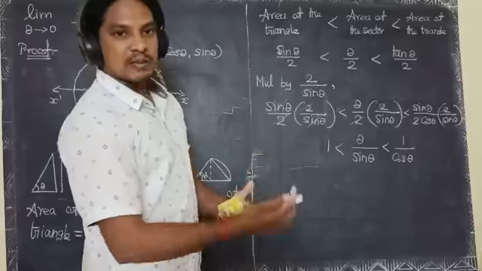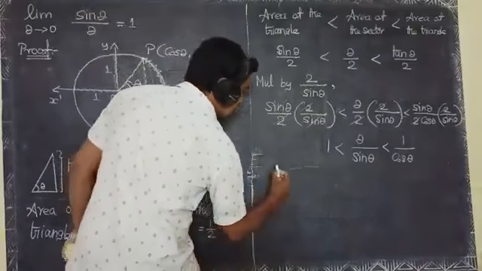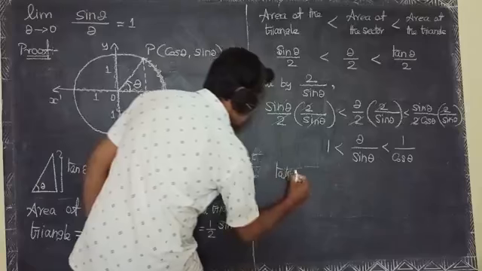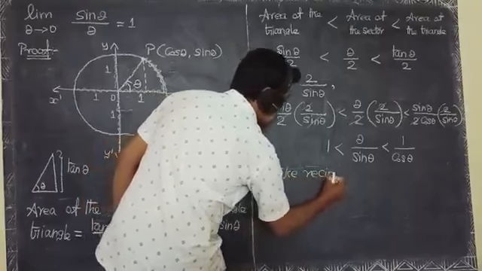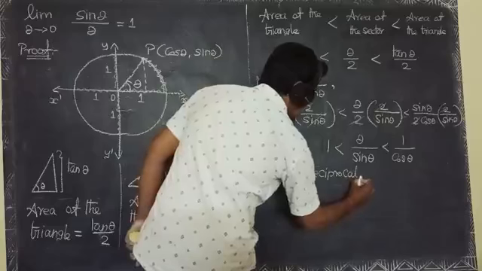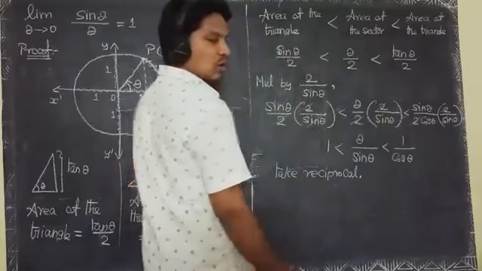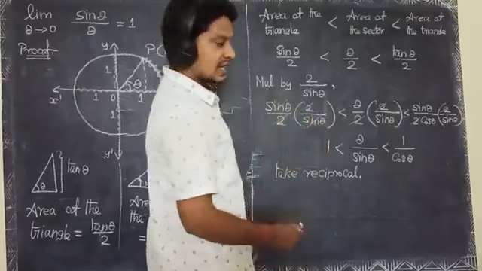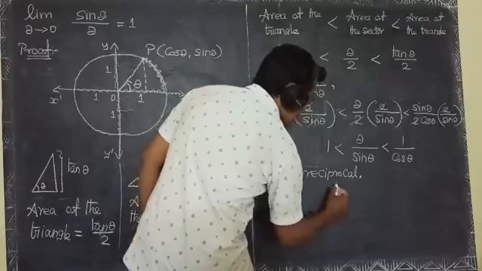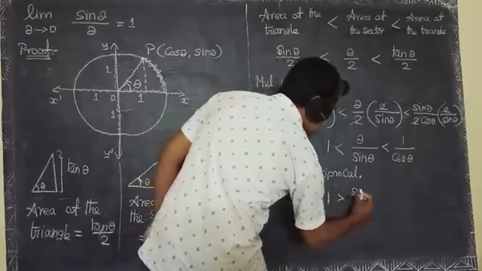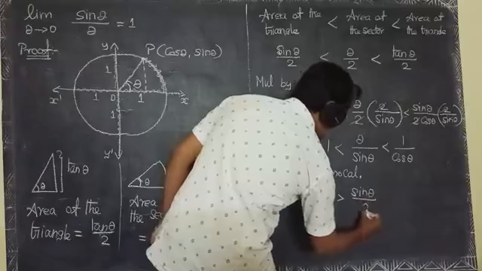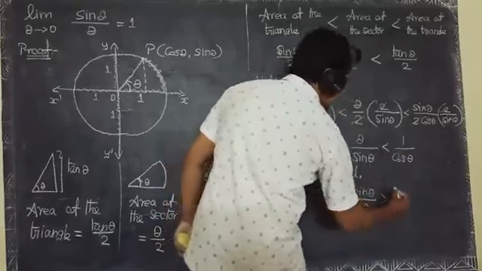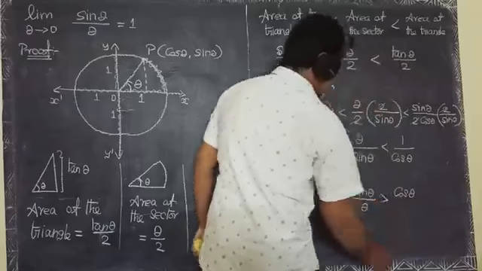We take the reciprocal. Taking the reciprocal means the inequality sign reverses, less than becomes greater than. That is 1 is greater than sin theta divided by theta, which is greater than cos theta.